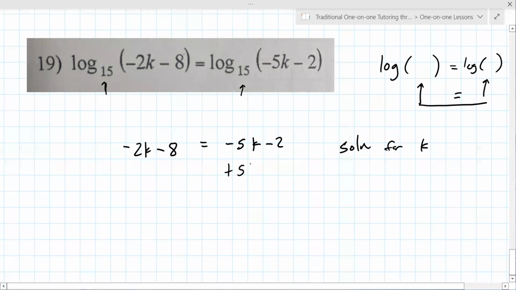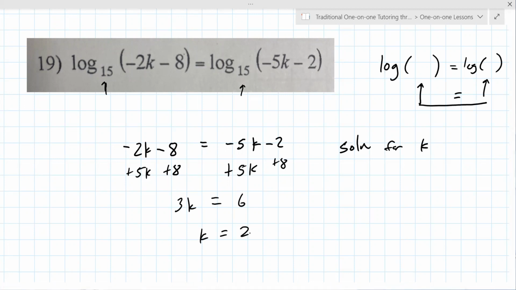So I'll add 5k to both sides, add 8 to both sides. So that's 3k equals 6, divide by 3, so k is 2. Now you are supposed to check your answer. You might think, well, why should I do that? Well, sometimes there are extraneous solutions. So we take this number and we put it back into the original.